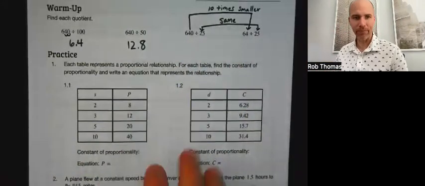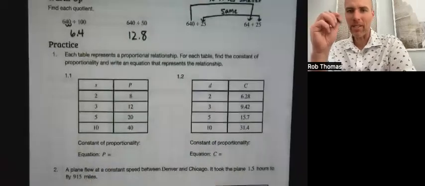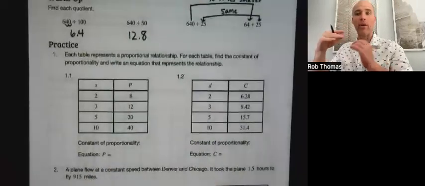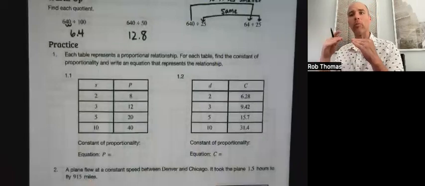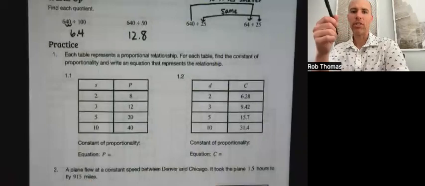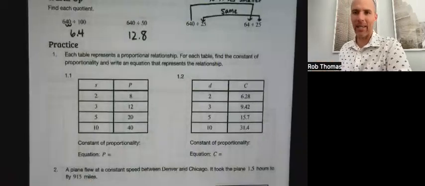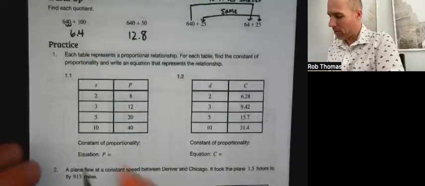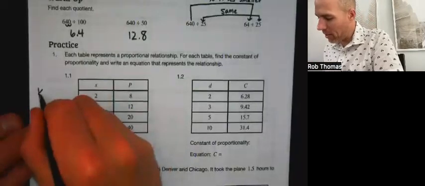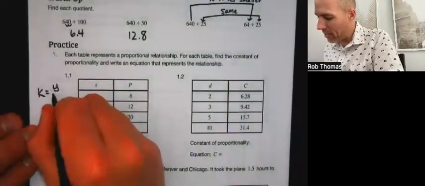All right, let's move on. It says each table represents a proportional relationship. Okay, so we don't have to check for proportionality. We are being told that these are proportional relationships. For each table, find the constant of proportionality, aka our K. So I'm going to write this over here. K equals Y divided by X.